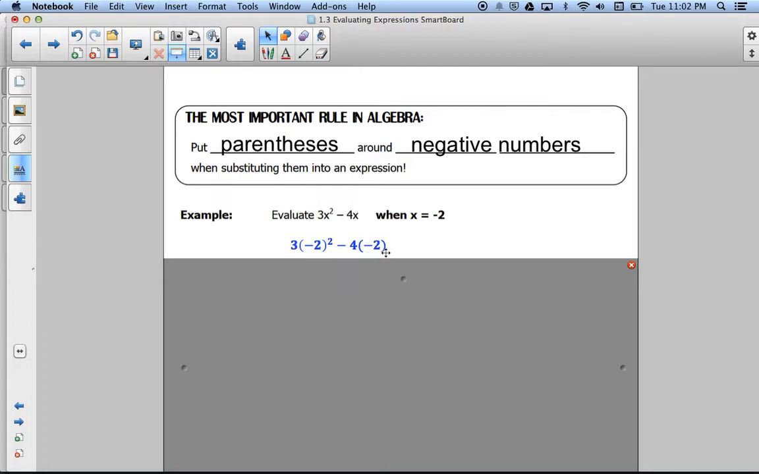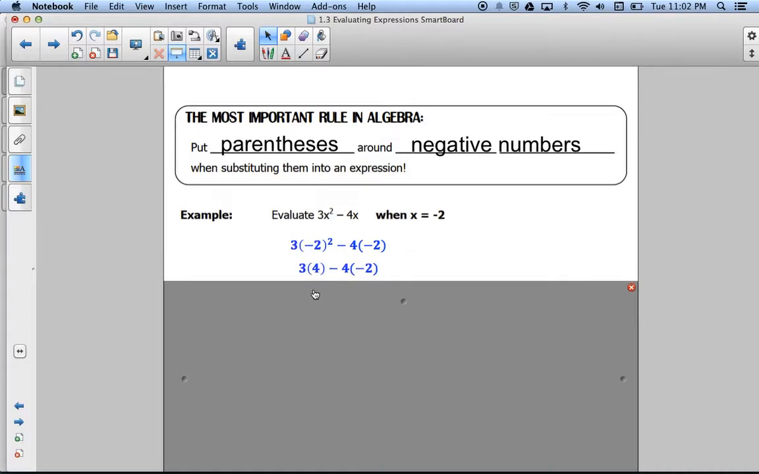Again, we'll use our order of operations to simplify this expression, and we'll start with parentheses, but there's nothing to do inside these parentheses, so we'll move on to exponents. We'll do a negative 2 squared. Remember, if you're using your calculator, you need to enter that negative 2 in parentheses and then square it. We know that negative 2 times negative 2 should be positive 4. So we'll end up with 3 times 4 minus 4 times negative 2.